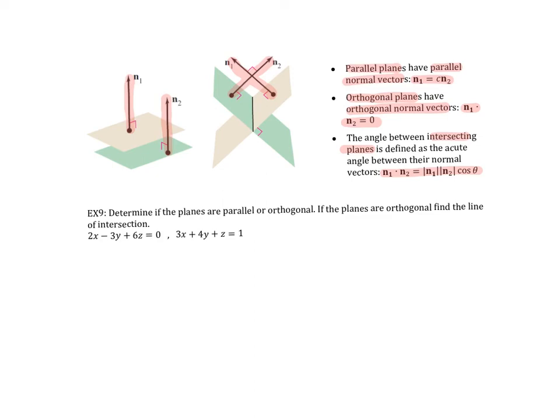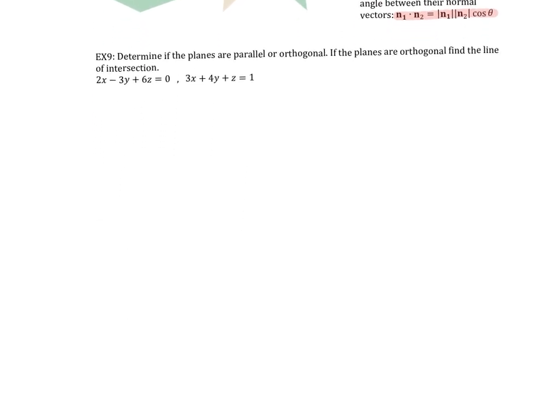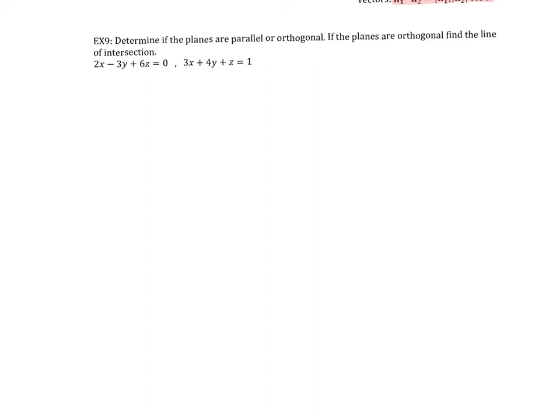In example 9, we want to determine if the planes are parallel or orthogonal. If the planes are orthogonal, find the line of intersection. So notice that in our second diagram, if we have two intersecting planes, they're going to have a line of intersection. Alright, so I do have these two planes. The first thing I want to do is find the normal vectors for the two planes.